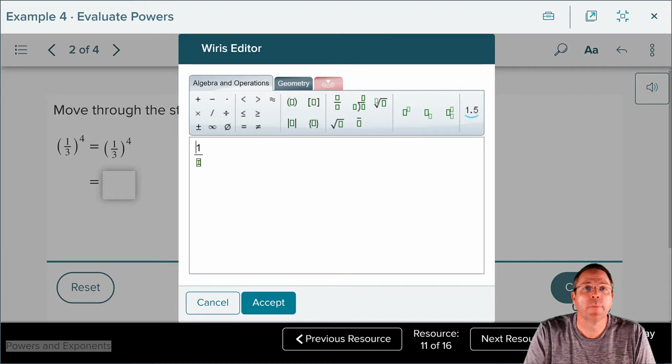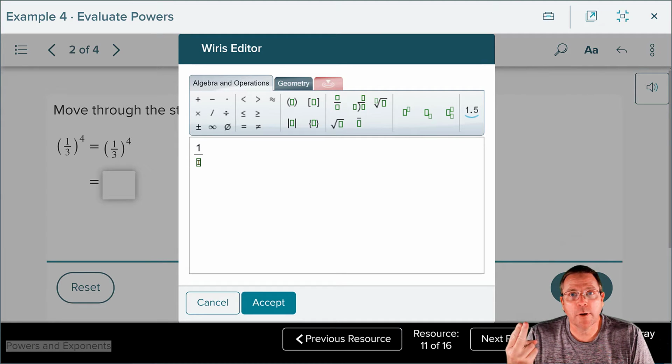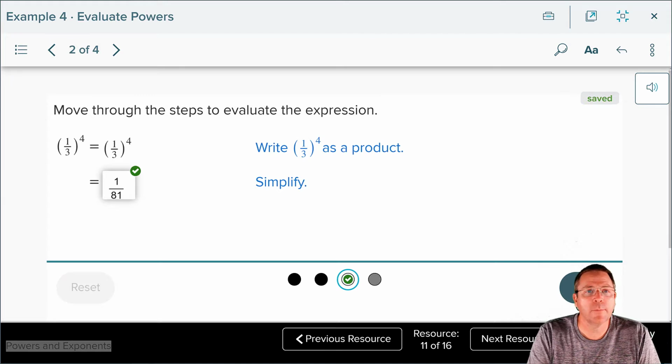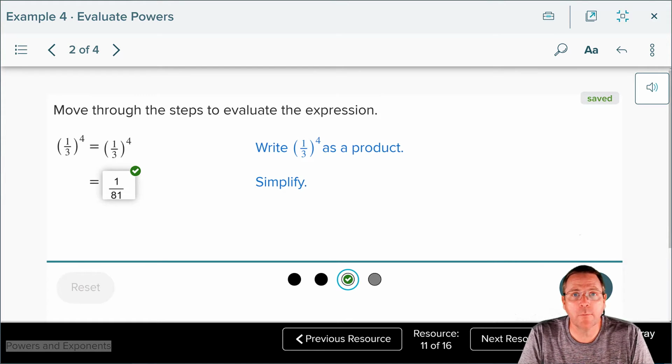At the bottom, we got 3 times 3 is 9, times 3 is 27, times 3, that's going to be 60 plus 27, 87, I believe. Did I do that right in my head? No. Hold on, let's try that again. 3 times 3 is 9, times 3 is 27, and then that's going to be 81. I did that wrong last time. Hit the check answer, and there you go. 1/81, simplest form. It's easy to be done.